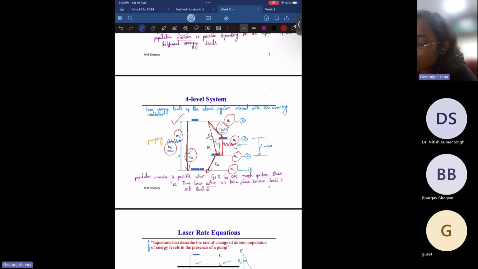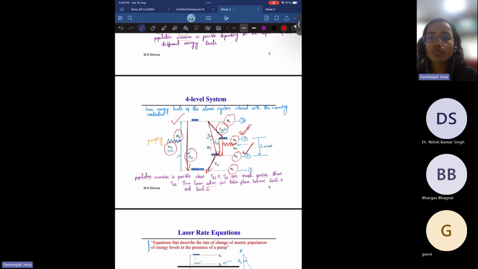So let me define these constants first. Omega p is the pumping rate of the system. T41 is the rate of atomic transition from 4 to 1. T43 means the rate of transition from 4 to 3, and T42 means the rate of transition from 4 to 2. Similarly for the other terms. And in this 4-level system, under certain conditions, meaning under certain lifetimes of the different energy levels, we can achieve a population inversion between the third energy level and the second energy level. So we'll see a lasing condition here.